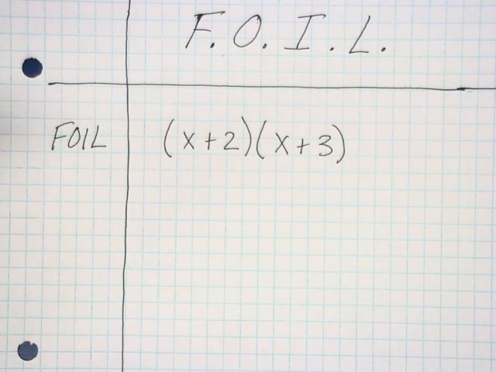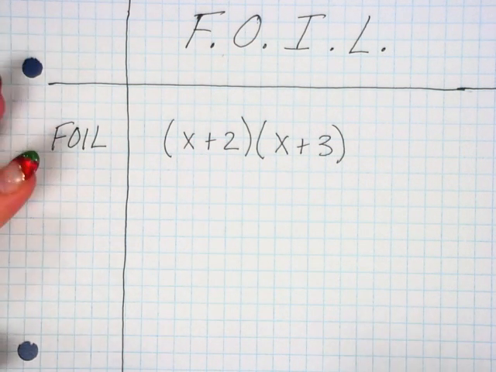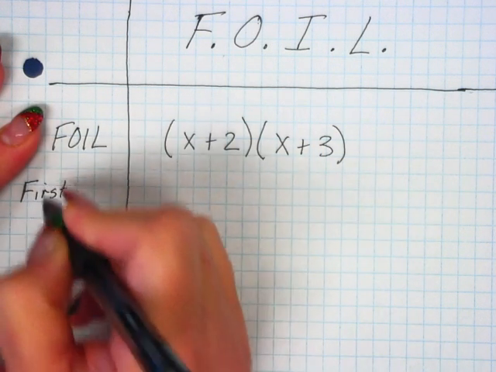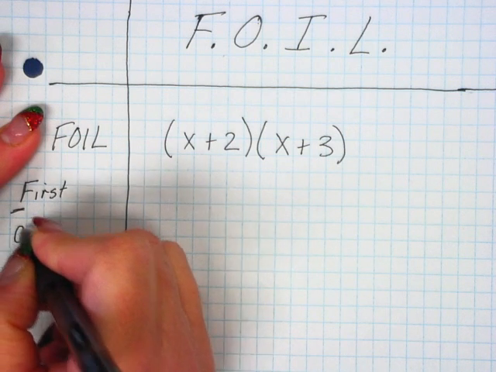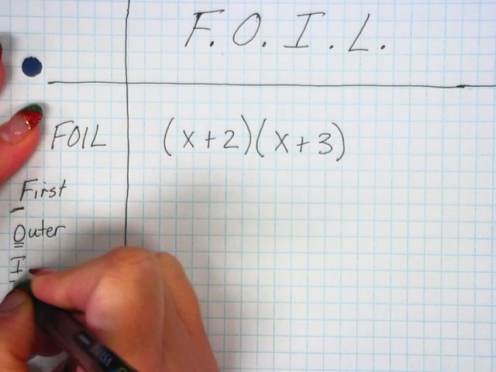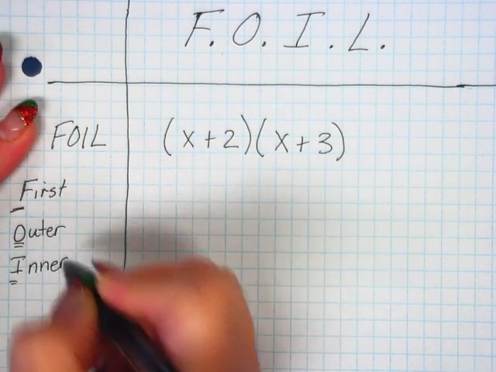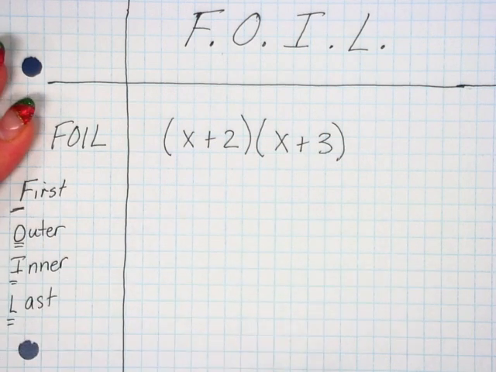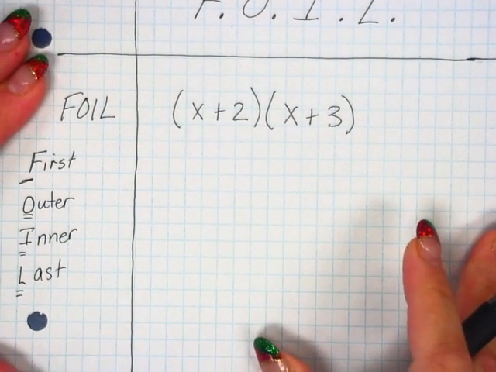Alright, so I'm going to do a quick lesson here on FOIL. FOIL is a way to multiply two binomials, and it stands for first, outer, inner, last. First, outer, inner, last.